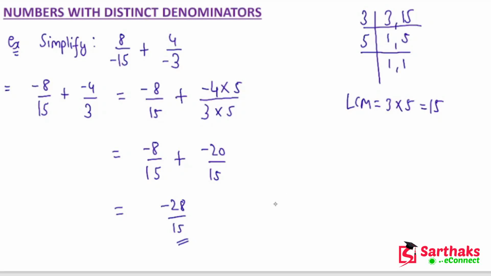Right. So this is how you can calculate the sum of rational numbers which have distinct denominators. So I think the lecture is pretty clear.